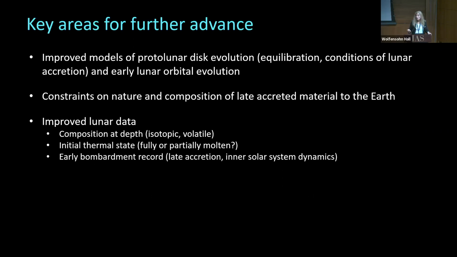And there are specific pieces of lunar data that would really help progress. The composition of the moon at depth, again, most of our samples are from the upper crust. Whether the moon was fully or only partially molten, how deep was the initial lunar magma ocean? It turns out it's extremely challenging to avoid melting the moon entirely after a giant impact. And a lot of the current data on the moon suggests the moon was only partially molten. And if that's true, then that is really going to constrain our theoretical models. And the early bombardment record on the moon, both for constraining late accretion and the dynamics in the outer solar system, in the early system as well.